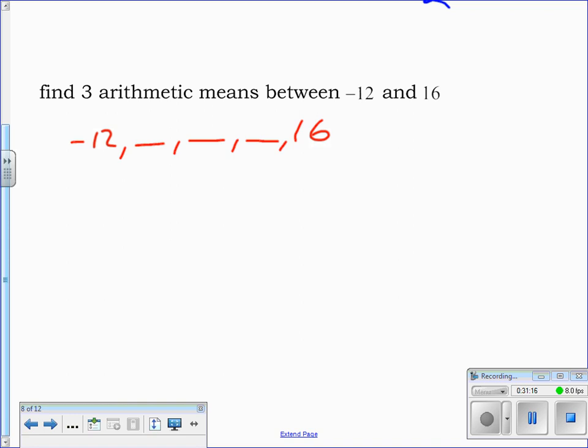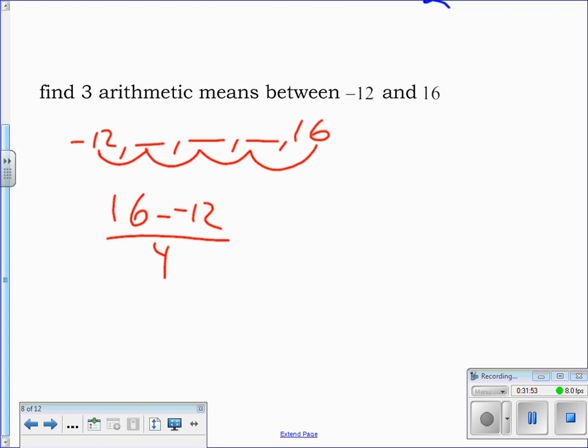Here's what you do. Take the last term, subtract the first term: 16 minus negative 12. Now, how did I get from here to here? How many steps do I have to do that? I have to add 1, 2, 3, 4 steps. Divide that by 4: the 3 blanks plus 1 more. How many times did I add that number to get from negative 12 to 16? I added it 4 times, 1 for each blank and then 1 more time at the end.